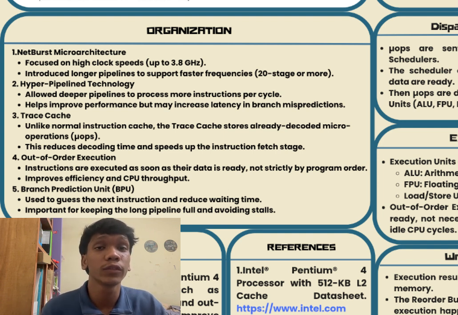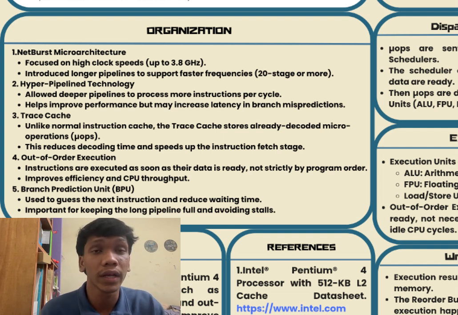The second one is hyper pipeline technology. Hyper pipeline technology builds on the idea of longer pipelines by allowing deeper levels of instruction processing. This lets the CPU handle more instructions per cycle, increasing throughput. However, this also comes with a drawback. It can cause high latency when a branch misprediction occurs.